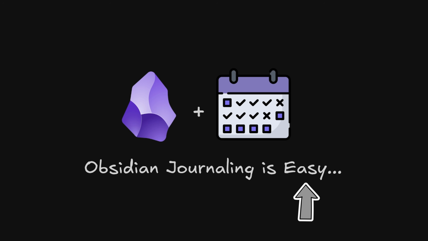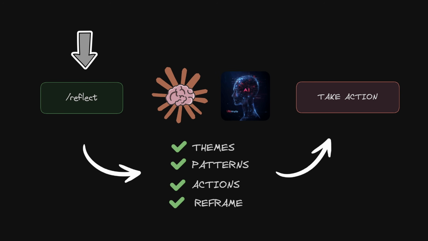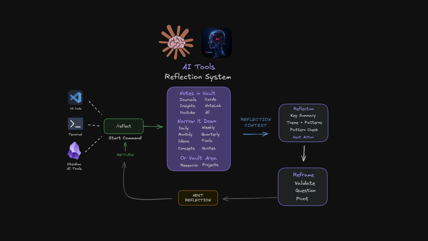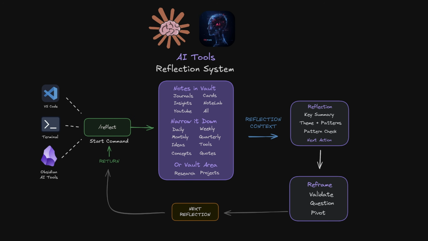Obsidian journaling is easy, reflection is hard. I fixed it with one command, reflect. It works across your whole vault, not just your journals. Here's how it works.